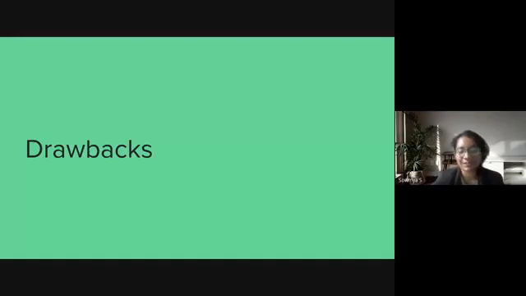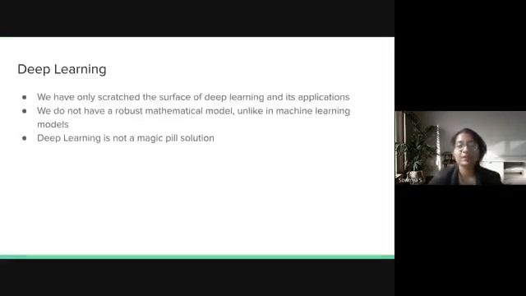As I have presented a lot of deep learning networks, it might be quite hard to abstract from that. But generally, I'd like to discuss overall what are the drawbacks of deep learning methods. First thing is, we have only scratched the surface. The success of it often happens in application oriented spaces, and we don't have a robust mathematical model, unlike in machine learning models. And when you experiment with it, as I'm sure you've seen in the coding assignment as well, it's not a magic pill solution.